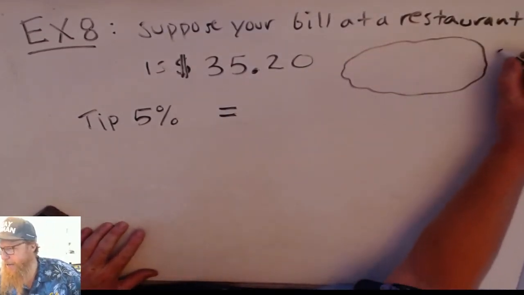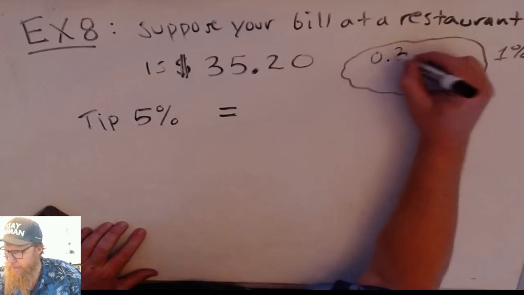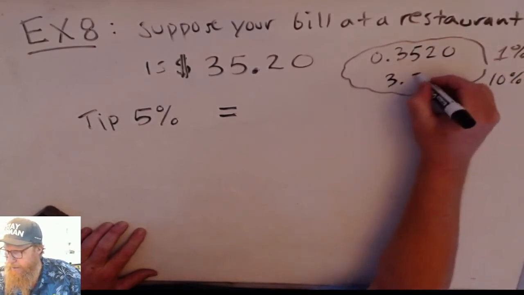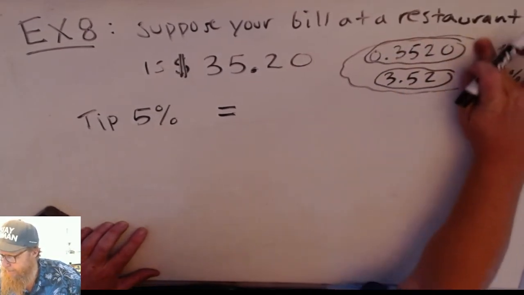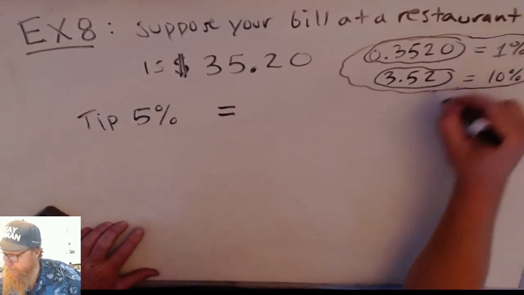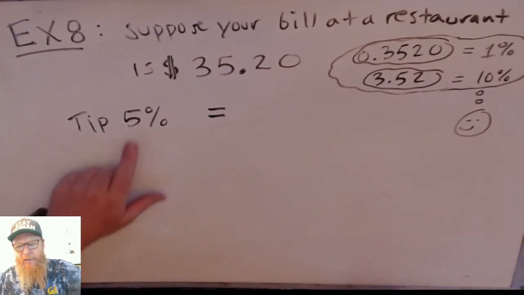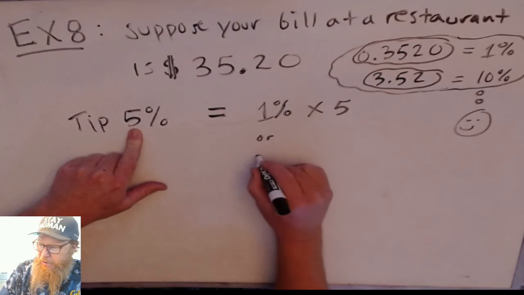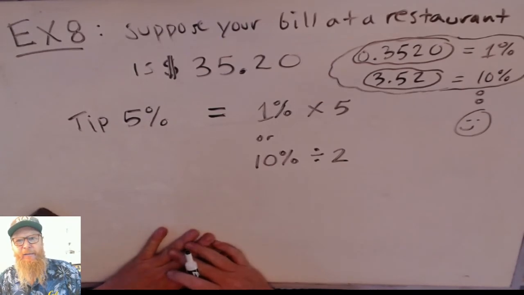Mental math. 1% is 35 cents, and then 10% is $3.52. So you can keep these in your mind. Now decide what's easier. You can either do the 1% times 5, or you can do the 10% divided by 2, whichever one's easier in your head. They'll give you the same answer either way.